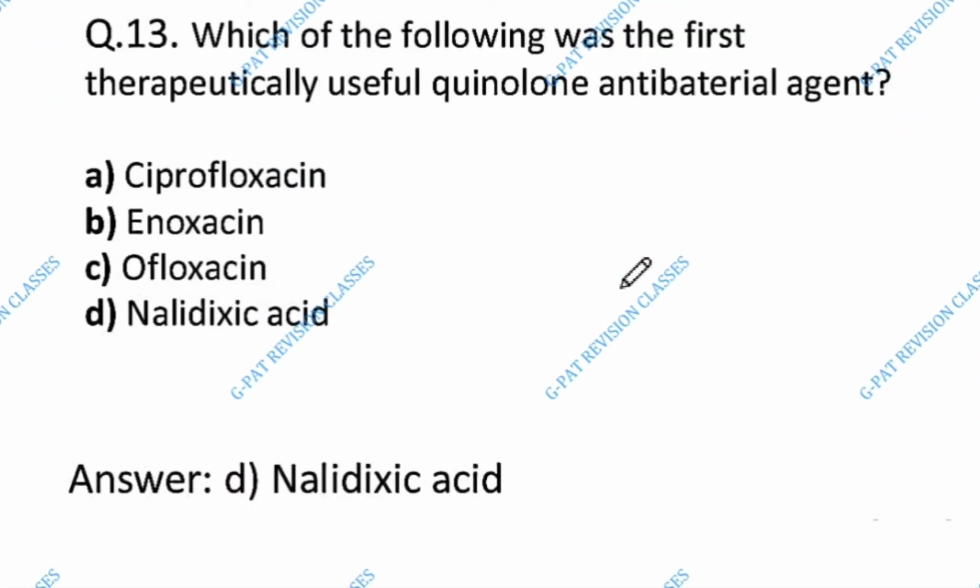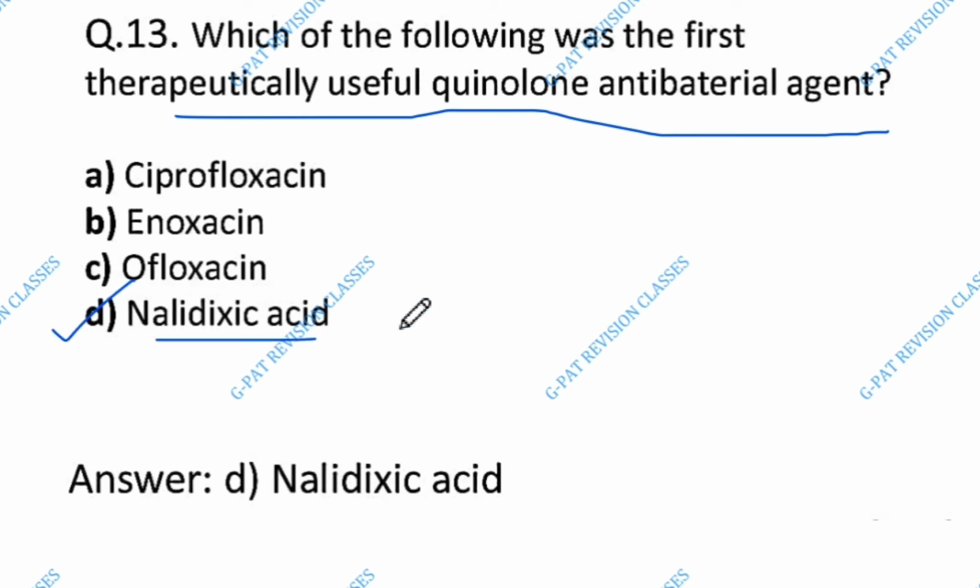Next is question number 13. Which of the following was the first therapeutically useful quinolone antibacterial agent? The answer is D, nalidixic acid.